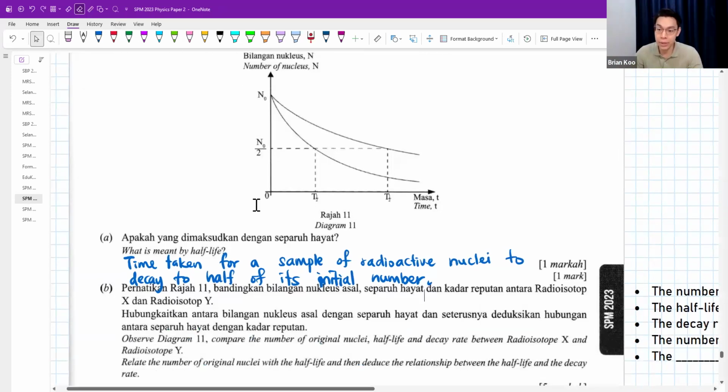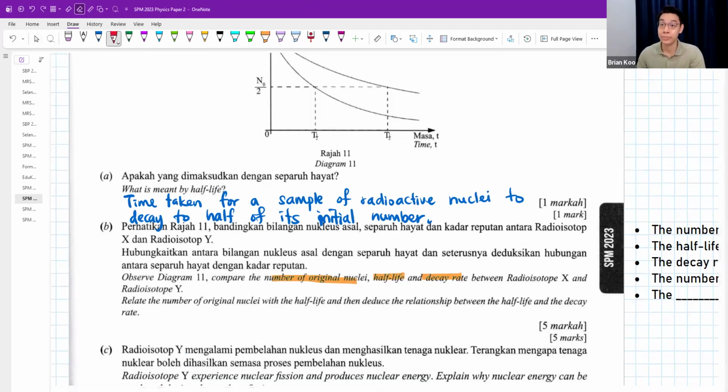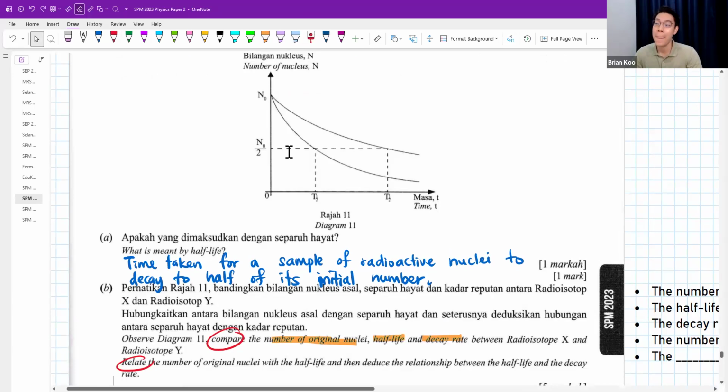Okay, but B, observe the diagram, compare the number of original nuclei, half-life, and also the decay rate between radioisotope X and Y. Okay, for this question, and then they ask you to relate. For this question, there's a big issue. Many students complained because during that year, they did not label X and Y. You look at the graph, you do not know which one is X and which one is Y. So many students panic. That's why 2023 was a pretty bad paper, in that there were many errors.